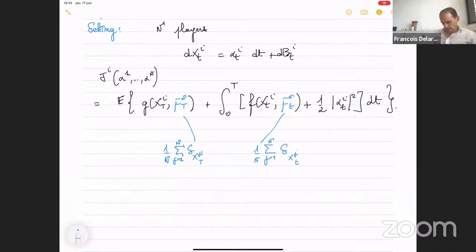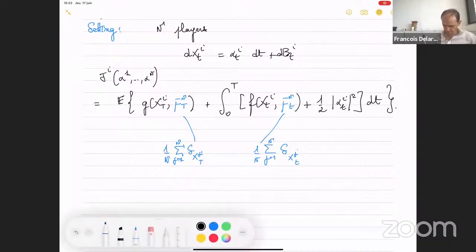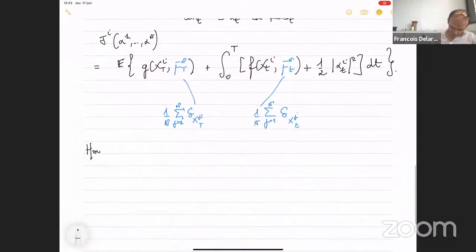Okay. And now the question is, we want to find a Nash equilibrium for this system. And in fact, I gave you the definition of a Nash equilibrium, but I have not really told you how to find this from the practical side, or how to formulate mathematically, I should say, the search for a Nash equilibrium. So how to look, or how to find a Nash equilibrium.